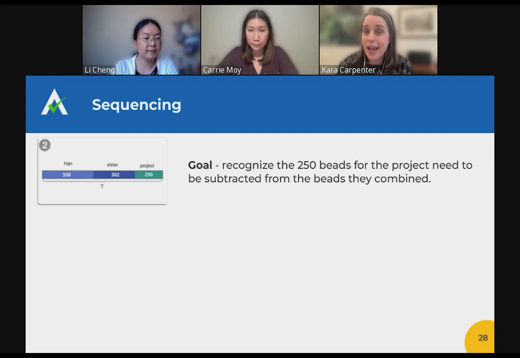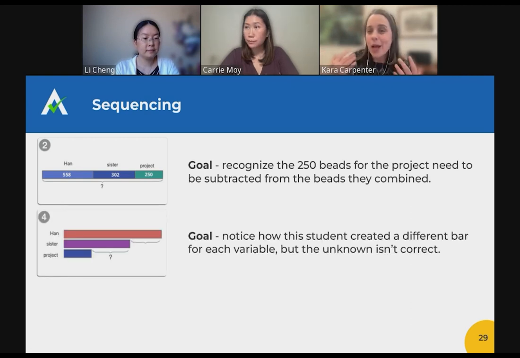Okay, so I might want to think about how I might sequence this work. I might decide to start with student number 2. My goal for this student sharing first is to recognize that adding the 250 beads onto the end isn't going to help me understand the difference. I need to actually subtract those beads. So I'm going to start with this work and have this conversation as a class, and facilitate it so that students can recognize that the 250 might not be in the right place. And then I might bring up student number 4. This model is interesting because they used multiple bars in their model.